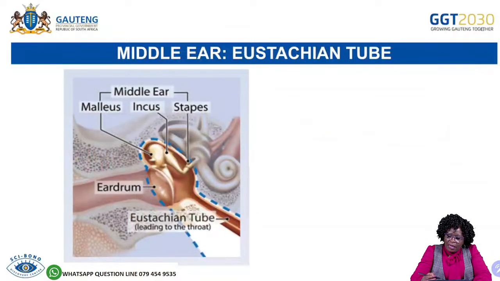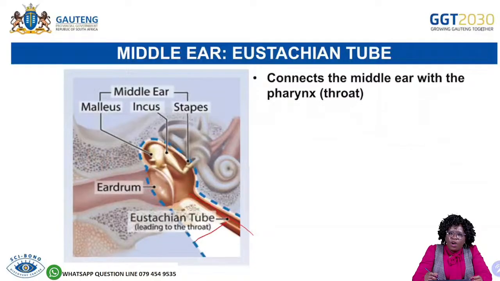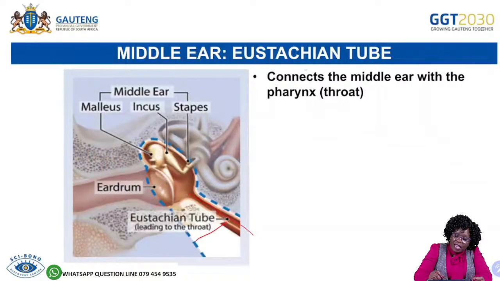Talking about the middle ear, the eustachian tube. We have mentioned the eustachian tube earlier on to say that this is part of the middle ear. You can see it's running down as the eustachian tube, which has very significant functions. We're talking about how it is structured and where it is located. It connects the middle ear with the pharynx or the throat.